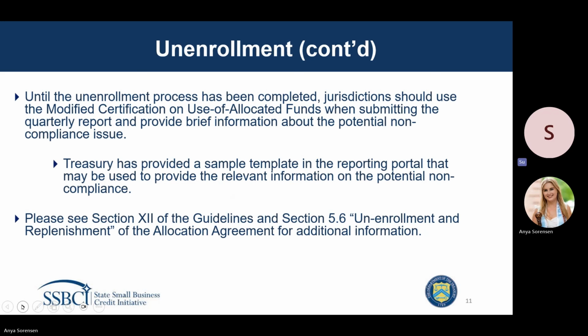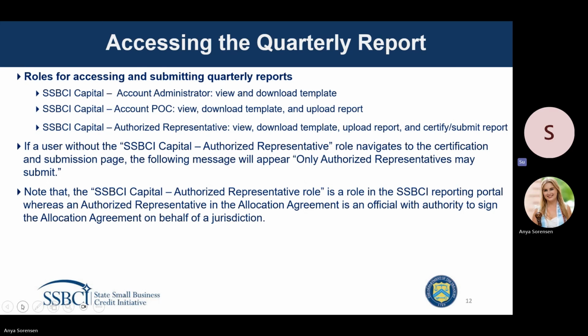Moving on to the final slide on accessing the quarterly report. A user will have different levels of access based on their assigned role in the portal. The most restrictive role is the account administrator. This user can only view and download the template. The account point of contact or POC role is able to view and download the template, but this user can also upload a completed report. Lastly, the authorized representative role can view and download the template, upload a completed report, and is the only user who can certify and submit a report.